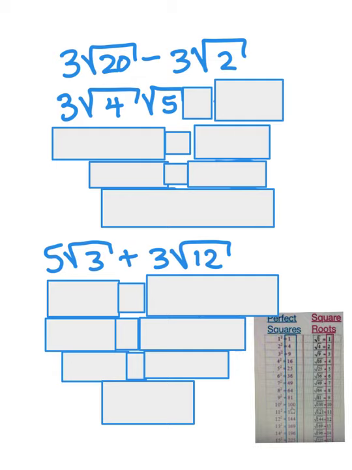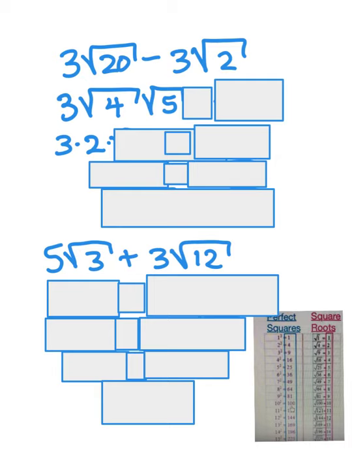And then we want to simplify it even further. So the 3, again, stays out there. And then we're going to look at the square root of 4. Can I take the square root of 4 and get a whole number? Well, the square root of 4 is 2, and I'm going to keep that there. And then can we take the square root of 5 and get a whole number?